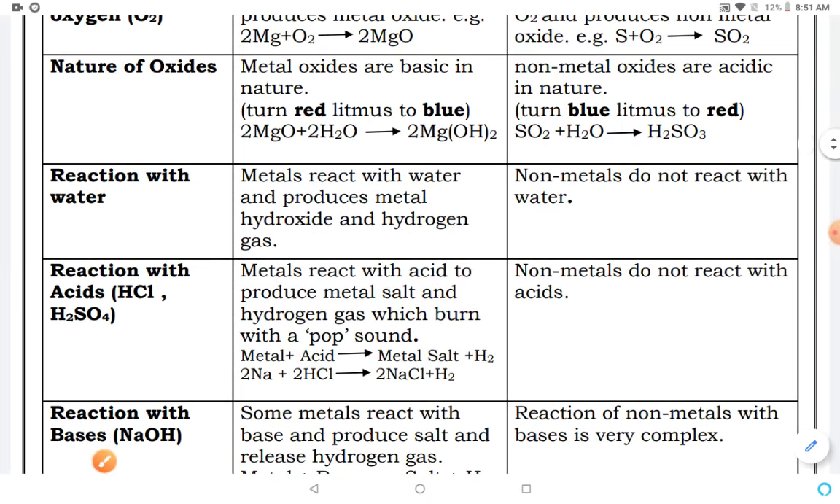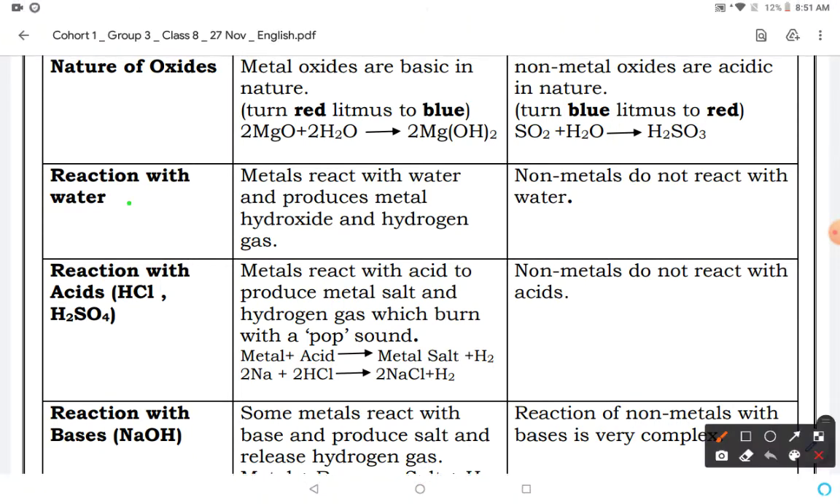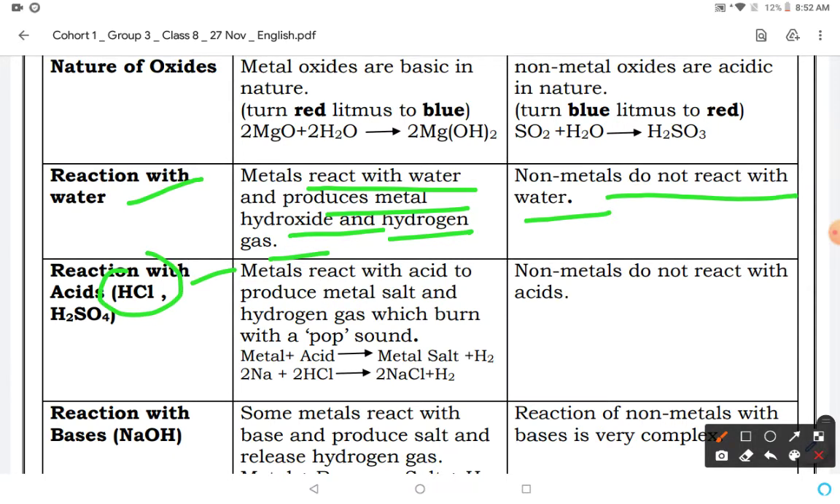Next difference, reaction with water. Metal reacts with water and produces metal hydroxide and hydrogen gas. Non-metal does not react with water. In the next property, reaction with acids, for example hydrochloric acid and sulfuric acid. Metal reacts with acid and produces metal salt and hydrogen gas, which burns with a pop sound.